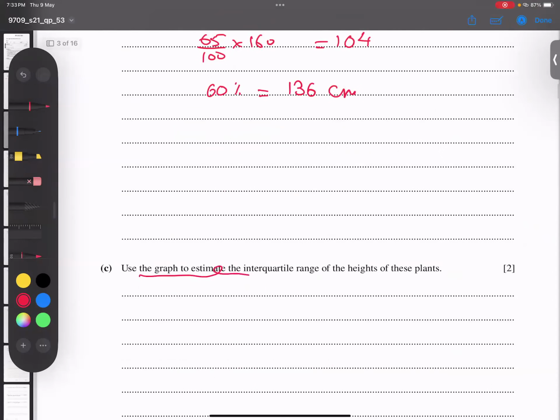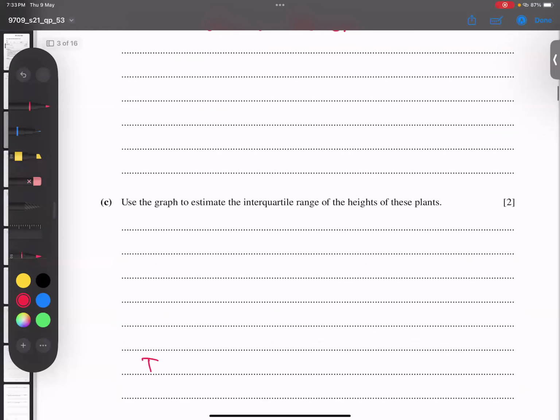Use your graph to estimate the interquartile range of the heights of the plants. The formula is very clear: interquartile range is upper quartile minus lower quartile. How to get the upper quartile? The upper quartile formula is 3/4 of n plus 1. When the graph is given, there's no need for n plus 1; we can write n. So 3/4 of the total frequency. The n plus 1 is for the other kind of situation, but for the CF graph we use this formula. So 3/4 of 160.